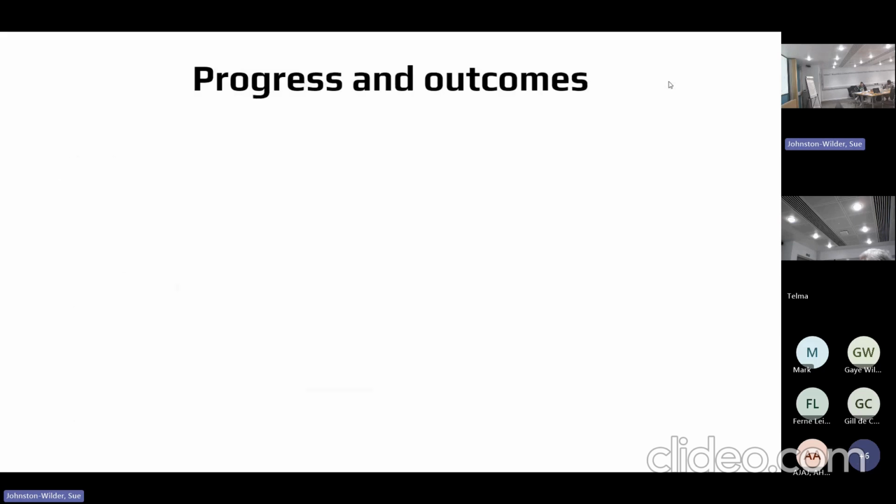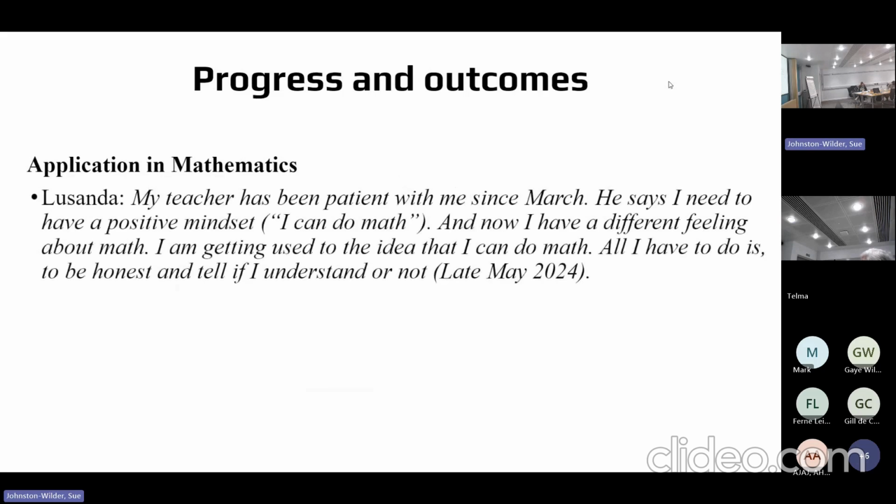So let's look at the progress and the outcomes that she has made so far in terms of mathematics. Lusanda says this was done in late May. In late May, Lusanda comes back to me, and this time she's saying that my teacher has been patient with me. The teacher now knows that it takes coping strategies to bring these students to the mathematics classroom.